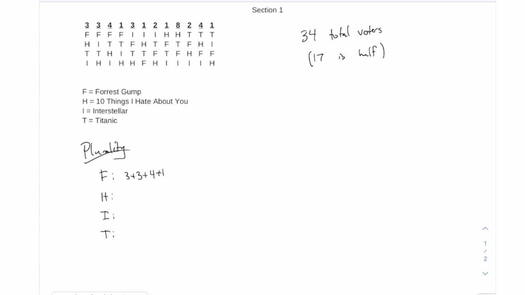So how many is that? That's 11. So Forrest Gump has 11 votes in the top position. All right, and then we just look at the other ones and see.